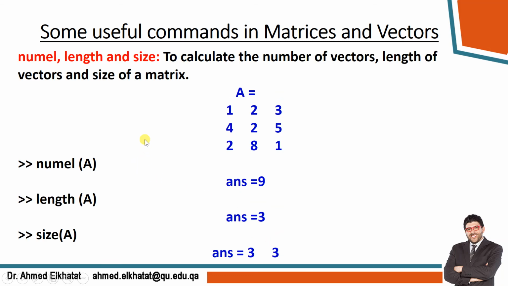Let's take more useful commands in matrices and vectors: norm, length, and size. These tell you the size of your matrix. If I have A and use numel, it gives you the number of elements. How many elements do I have? 1, 2, 3, 4, 5, 6, 7, 8, 9. So I have 9. Once you write it, it will give you the number of elements. Length is the number of columns, so 3. Size gives rows and columns, which will be 3 3.